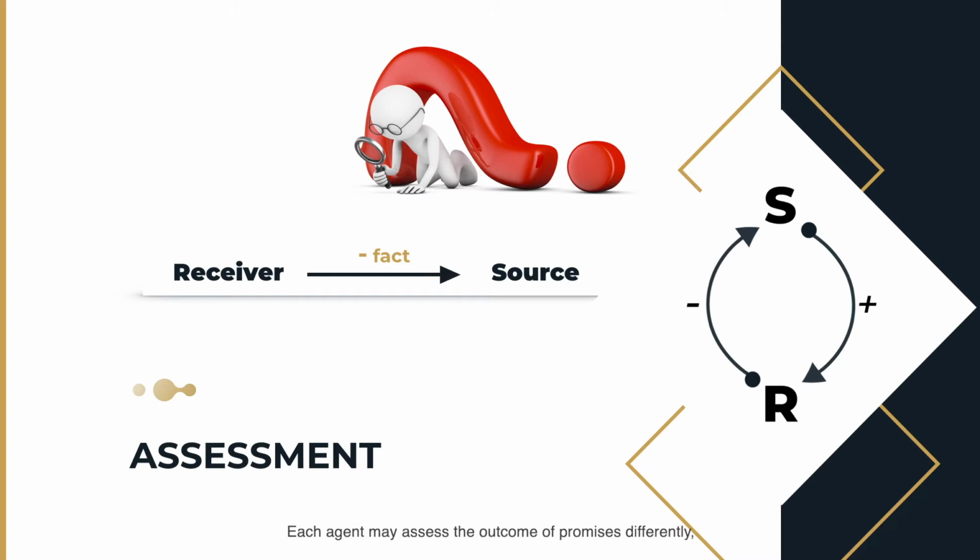Each agent may assess the outcome of promises differently, because each agent may have access to different information and thus a different context and different criteria for judgment. Unless a promise is a deliberate deception, a lie, each agent will of course assess its own promises as being kept, but others may not agree. Were the vegetables cooked? Was the meat properly cooked? To get a proper agreement, we need to get the agents to assess outcomes in the same way.